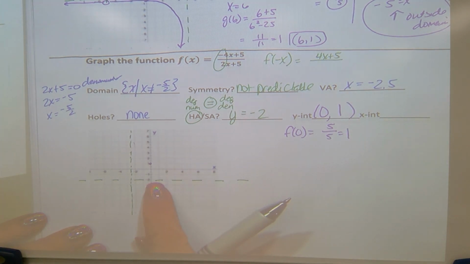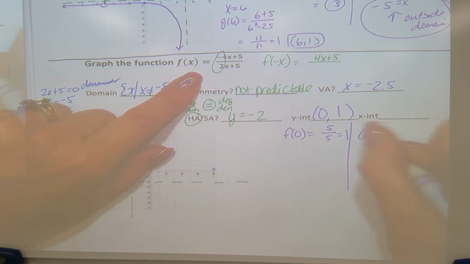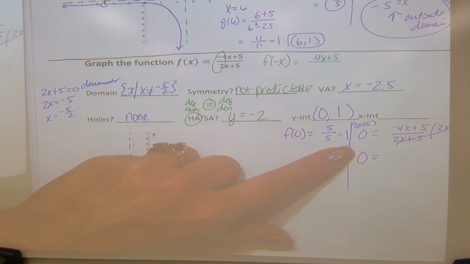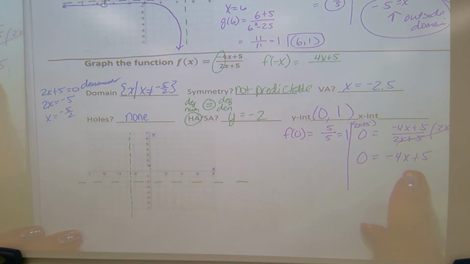X-intercept. We can have an x-intercept here because our x-axis is not our horizontal asymptote. So this is a good chance to look and see what happens when y equals 0. So y equals 0. I set my function equal to 0. I'm going to need to multiply both sides by 2x plus 5. But anything times 0 is 0. So every time this remains 0, and I have 0 is equal to the numerator, and I have to solve.